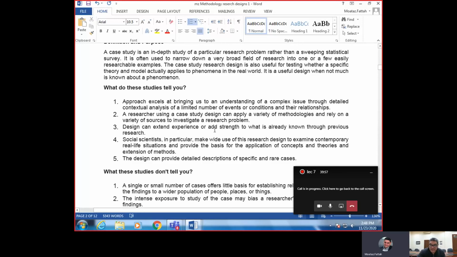Design can extend experience or add strength to what's already known through previous research. We already have theories about why people resort to violence using religious justifications. Your piece of research can eventually tell us whether what we already know is right, or partially right. No, Osama bin Laden does not fit the traditional profile of a terrorist for religious purposes, based on your research review.